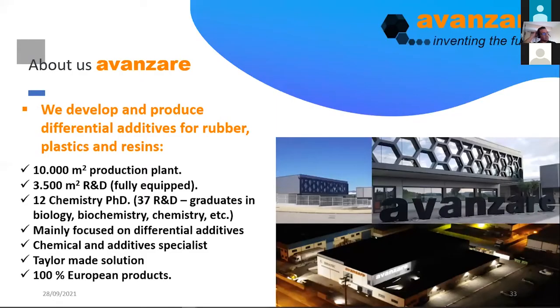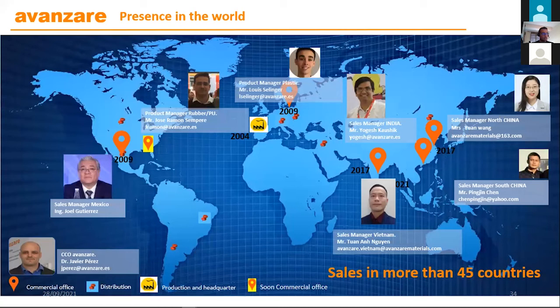Okay, finally, I would like to say some words about Avanzare. Avanzare nowadays has two different plants. One of them is focused on our research and development facilities. We are an enterprise quite strong in research and development in terms of number of employees, because more than 50% of our employees are in research and development tasks. Today, we are present all over the world. In Asia, we have a couple of persons, in Vietnam, India, of course Europe, and Mexico. Also, we have a physical presence.